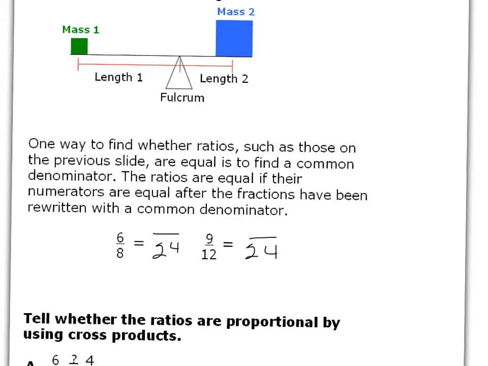And remember, when we're dealing with fractions and common denominators, 8 times 3 is 24. Whatever you multiply the denominator by, you also have to do the numerator. So 6 times 3 is 18. 12 times 2 is 24. So again, 9 times 2 would be 18. Okay, so when we find common denominators, we get 18 over 24 and 18 over 24. So then, yes, those are proportional because with the same common denominator, they equal the same amount.